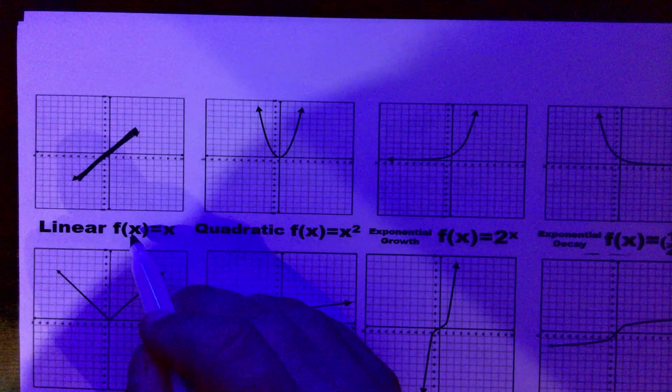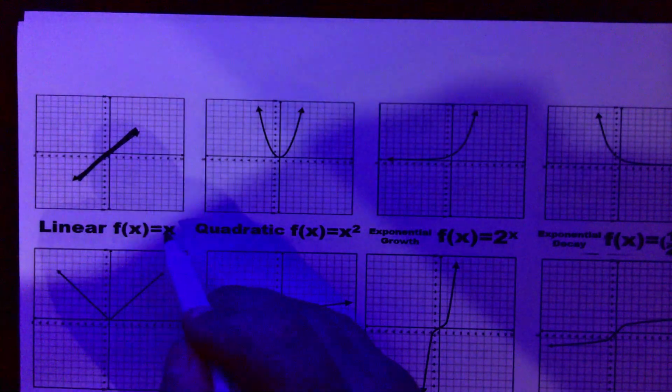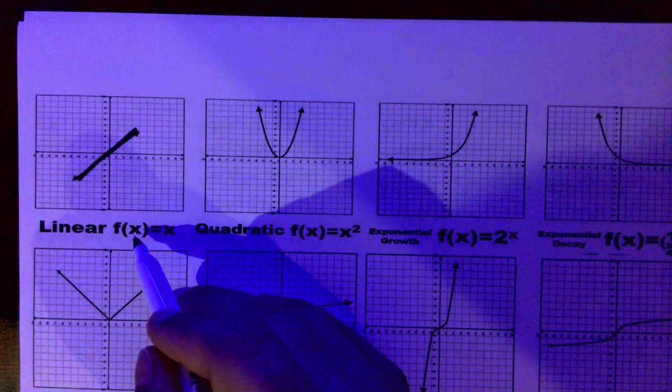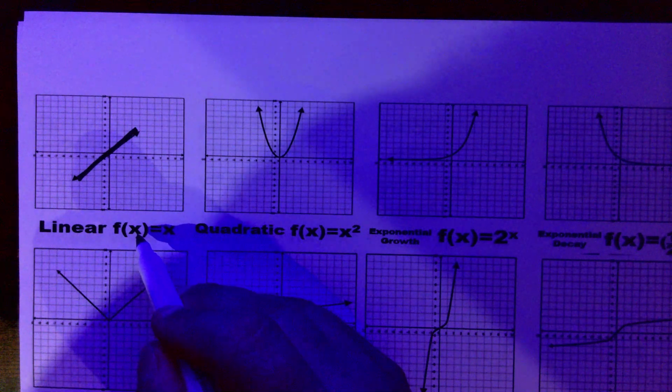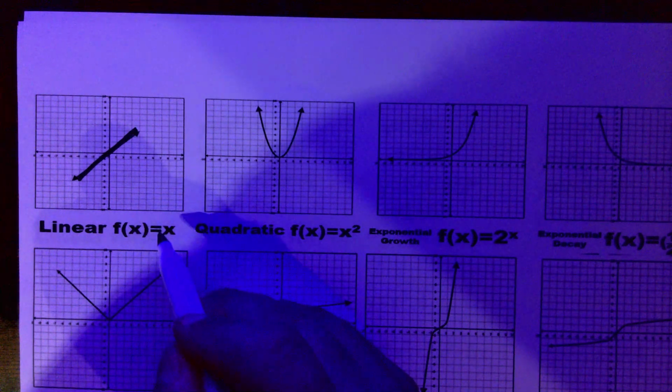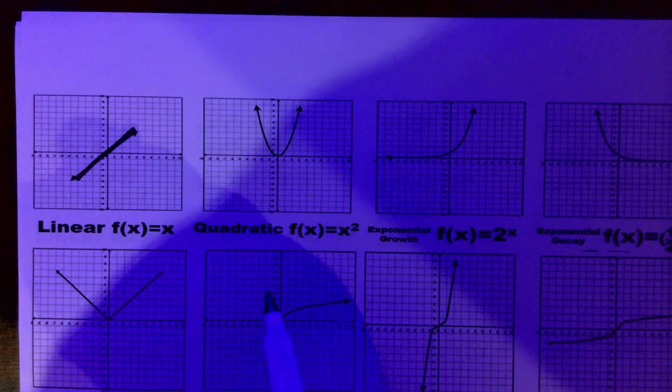And it's notated by the function of x is equal to x. So whatever you plug into x, you're going to get some value for y. That's what this means. And so it's a constant rate of change.